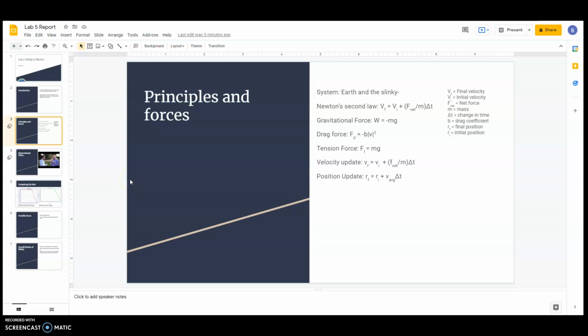Different principles and forces that are involved in this are the definition of the system as Earth and the Slinky, Newton's second law, gravitational force, drag force, tension force, velocity update, position update, and then all of these formulas and equations are listed here, and the different variables are also defined here.